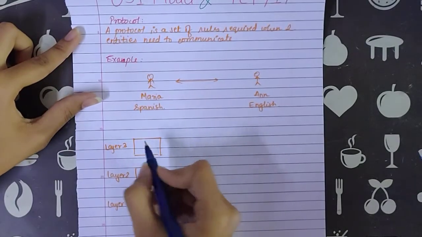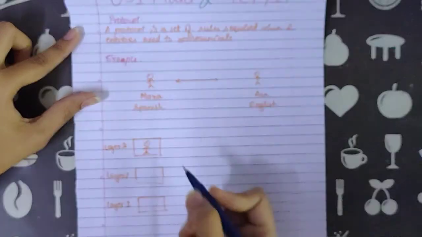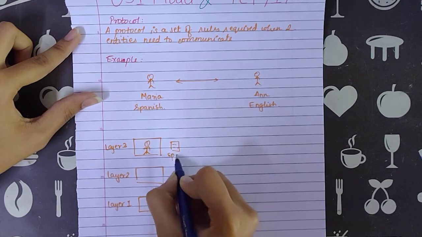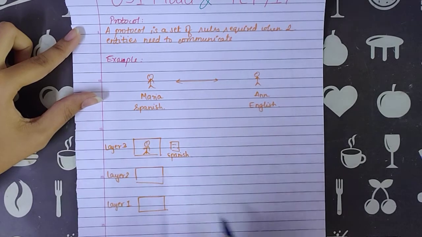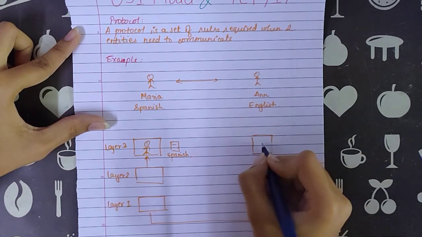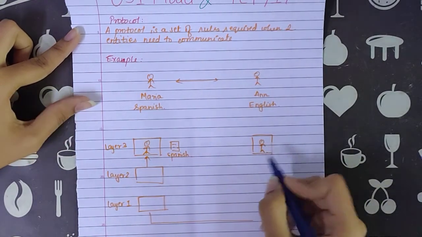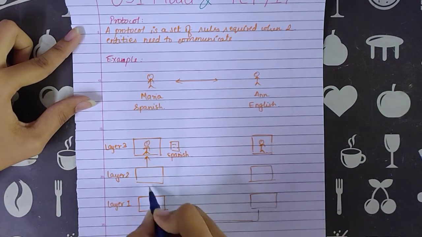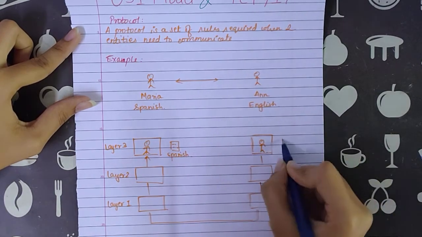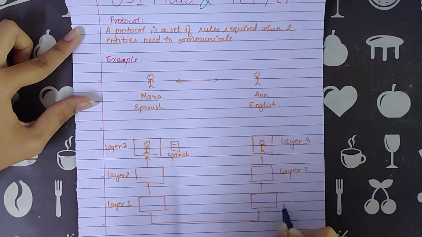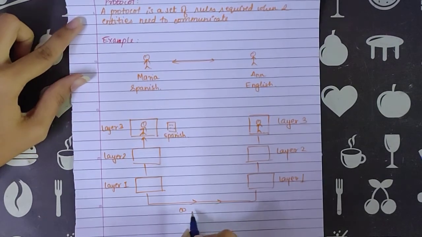In layer 3, this is Maria, who will be writing a letter in Spanish. Now how does she communicate with Anne, who is away from her by many kilometers? So our structure of communication is ready, and this is a communication link.